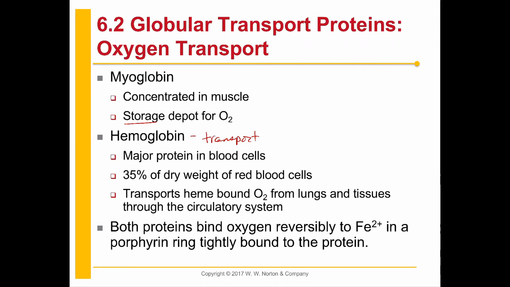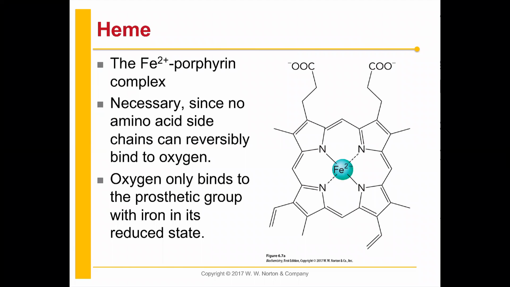Both of these proteins do their function through oxygen binding reversibly to iron ions in what's called a porphyrin ring. You probably know this porphyrin ring as heme; you've probably heard heme before. This heme, or porphyrin ring, is tightly bound to the protein, but the oxygen is what can become bound and unbound. Here's our heme, or they also call it the prosthetic group. You might hear it called a couple of different things, but this is the iron and porphyrin complex, right? You can't have an amino acid side chain that's going to reversibly bind oxygen.